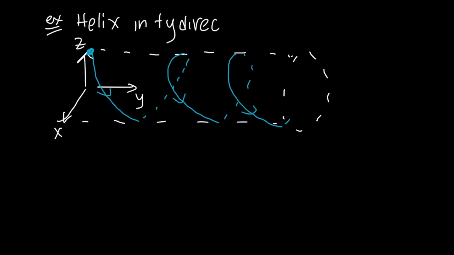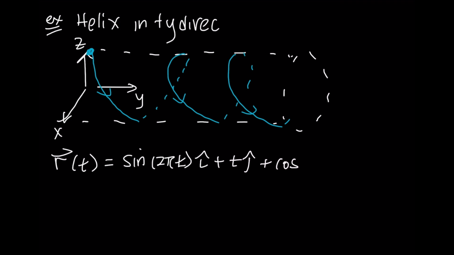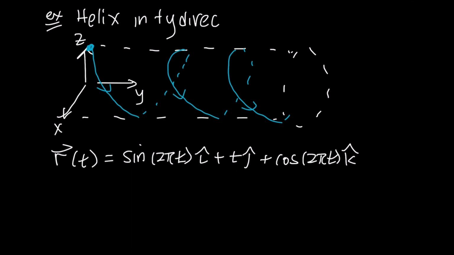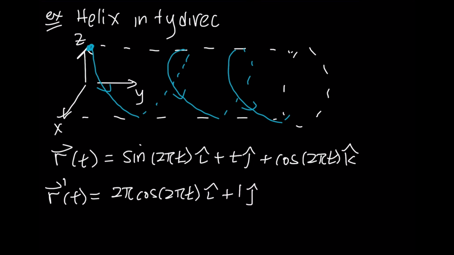Now in this particular case, the curve is parameterized by this function: 2 pi t in the i direction, t in the j direction, and then cosine of 2 pi t in the k direction. So what I would like to do is calculate the unit normal and the unit tangent vector. I need to calculate the derivative, so I will use the chain rule, and I'll get 2 pi cosine of 2 pi t i plus 1 j minus 2 pi sine of 2 pi t in the k direction.